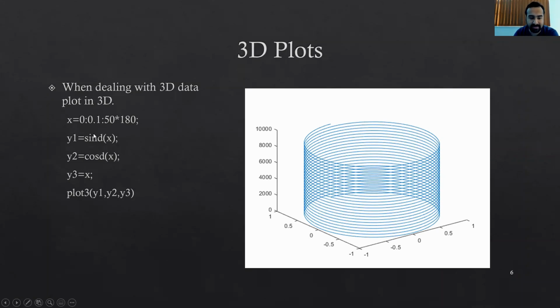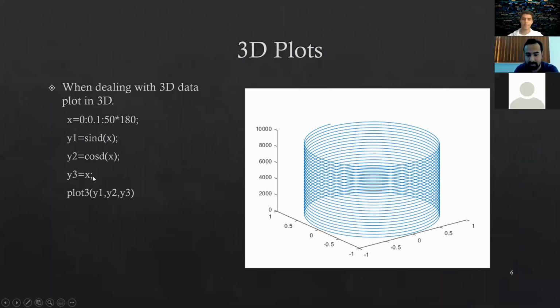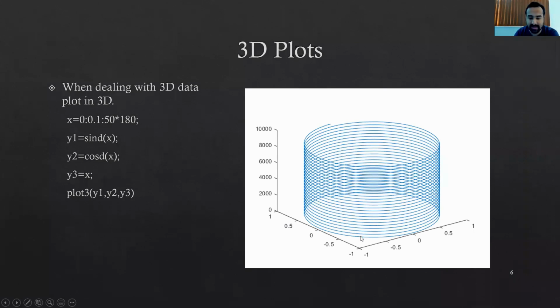And in this case, one dimension has a sinusoidal shape to it. The second dimension is going to have a cosine shape to it. And the third one is just going to be linearly increasing. And what ends up happening is that you just have basically a cylinder that as you go increasing in the z, which is represented by this x, it just increases linearly, which is why it's just x.